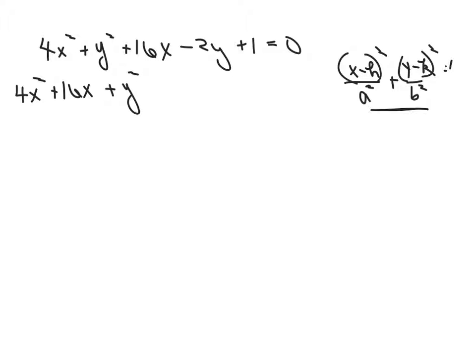So we're just moving things around, and we're going to put that 1 on the other side since it doesn't have anything with it. Then we're going to look at this and see if there's anything we can factor out. And we're going to look at the second part to see if there's anything we can factor out there.